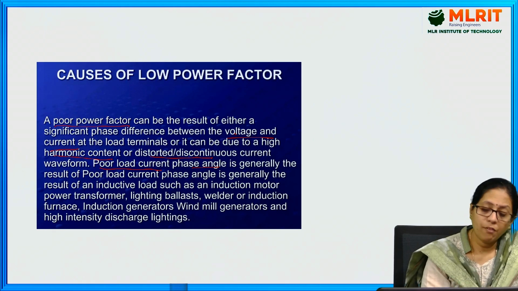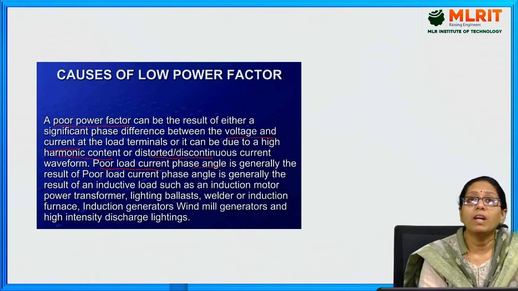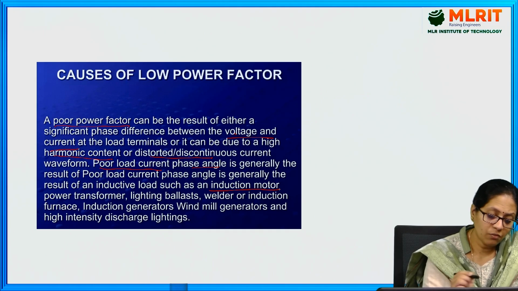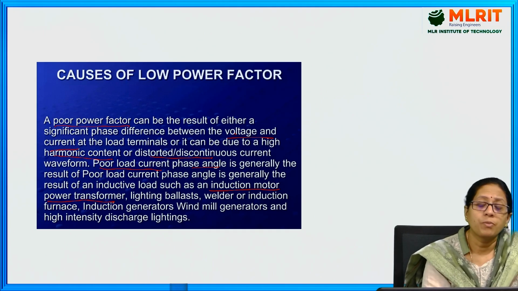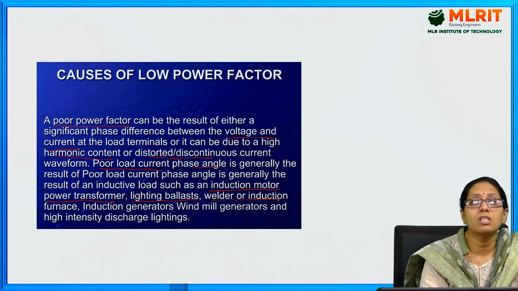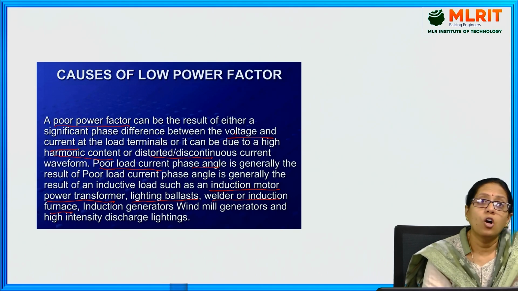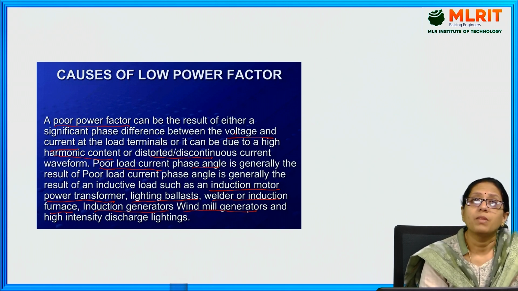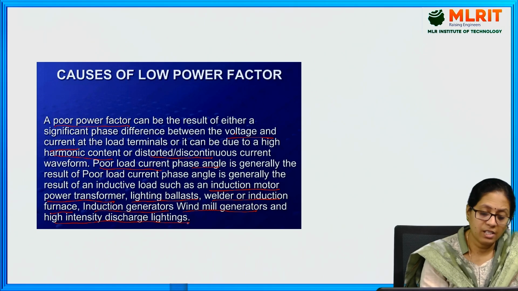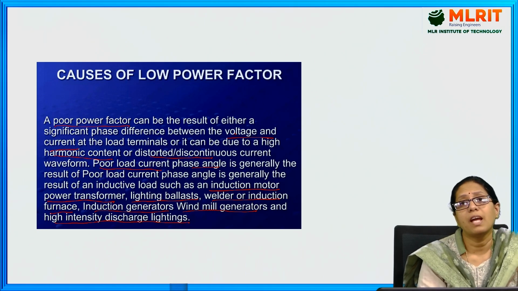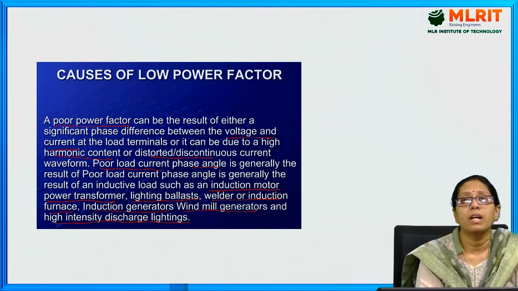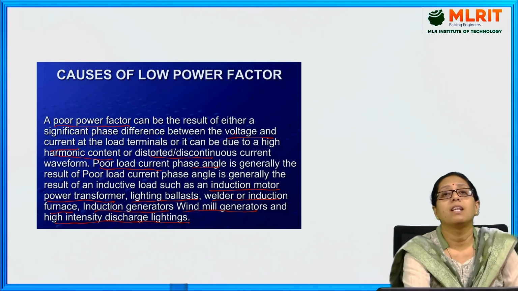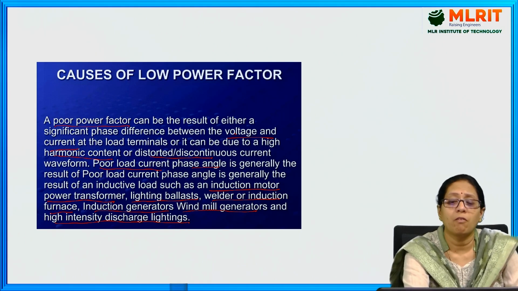Here you can see different types of inductive loads, like the power transformer, the lighting ballast, welding machines, induction furnaces, or induction generators like windmill generators. High intensity discharge lighting also uses them. These are all examples of inductive load, where the current lags behind the voltage and the power factor is less than 1.